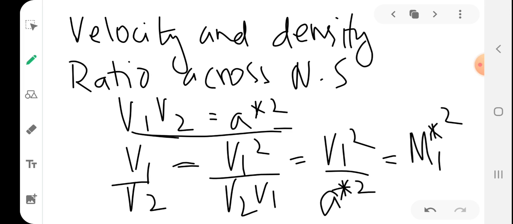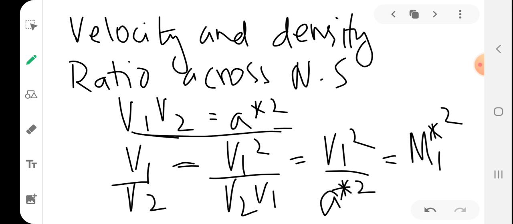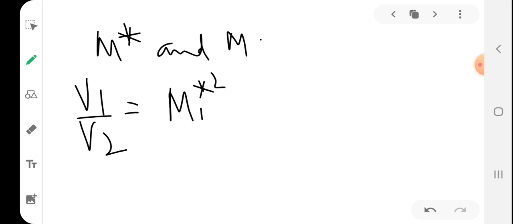Okay, so using the relationship for M1 and M star, you know the relationship between M star and M. You learned it in your first module. So V1 by V2 is nothing but M1 star square, right? So that's what we have obtained. V1 by V2 is M1 star square. So V1 by V2 is M1 star square means M1 star square can be written in terms of Mach number.